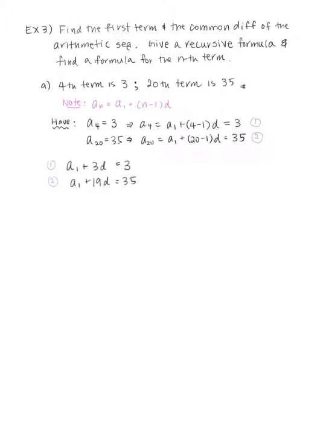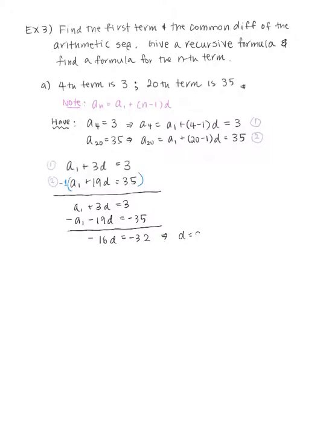All right, let me rewrite. So then what we're going to get is a sub 1 plus 3d equals 3, and negative a sub 1 minus 19d equals negative 35. Now, if I use the addition method, a sub 1 is going to cancel out. Now here what we're going to get is negative 16d equals negative 32. So that means d is 2. So we got our common difference by solving the system of linear equations.